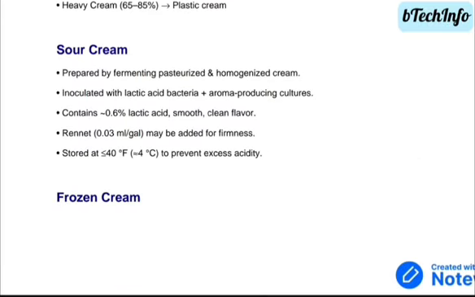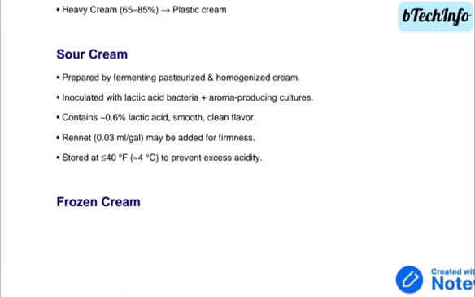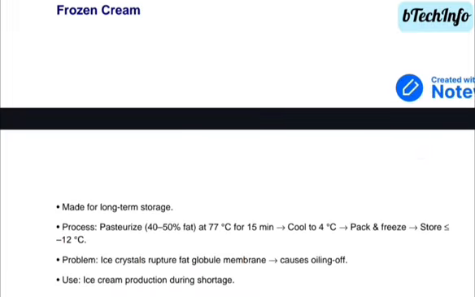Now we have sour cream. It is prepared by fermenting pasteurized and homogenized cream inoculated with the lactic acid bacteria plus aroma producing cultures. It contains 0.6% lactic acid and it is smooth and has a clean flavor. Also, rennet may be added for firmness, about 0.03 milliliter per gallon. It is stored at less than or equal to 40 Fahrenheit or 4 degrees Celsius to prevent excess acidity in the sour cream.